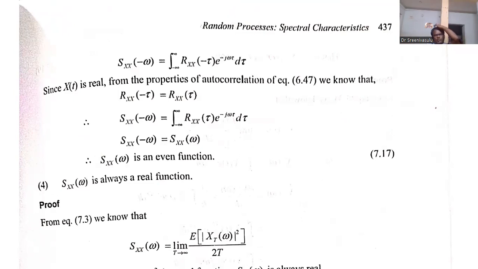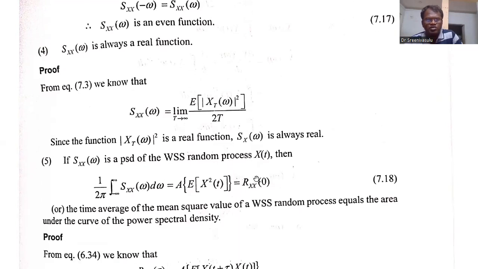From the autocorrelation properties, we know Rxx of tau is equal to Rxx of minus tau. So whenever it is an even condition and the process is real, Rxx of tau is equal to Rxx of minus tau. So finally, Sxx of omega is an even function. Sxx of minus omega is equal to Sxx of omega. So it is an even function. The next property is that Sxx of omega is always a real function.